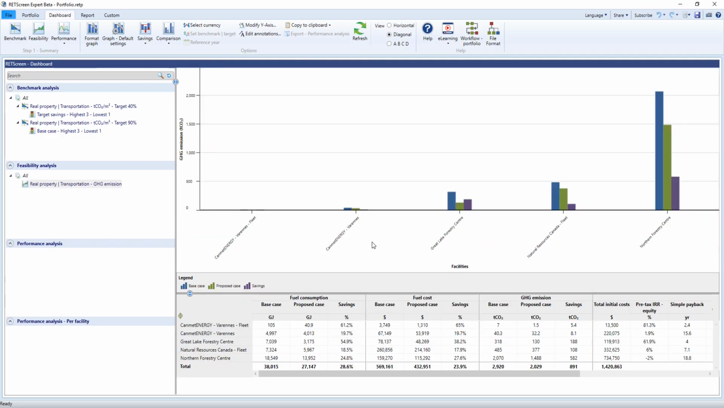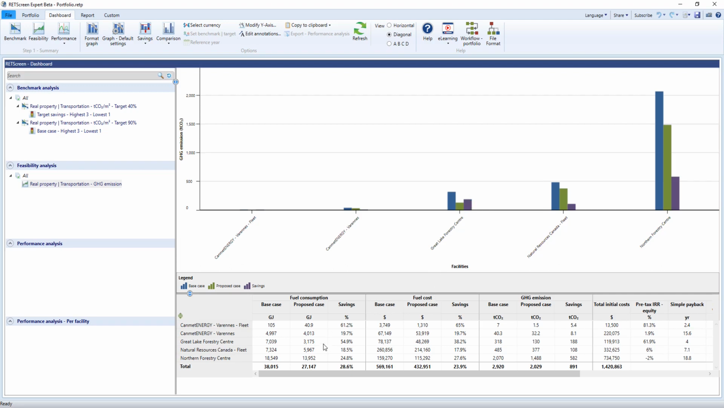I click OK, and RETScreen creates a graph that shows the GHG emissions for each of our facilities. You'll see that for each facility in my portfolio, the base case and the proposed case are shown in the first two bars, along with the difference measured as the savings. When you hover over any of the bars on the graph, you'll see the savings expressed both as the net amount and as a percentage.